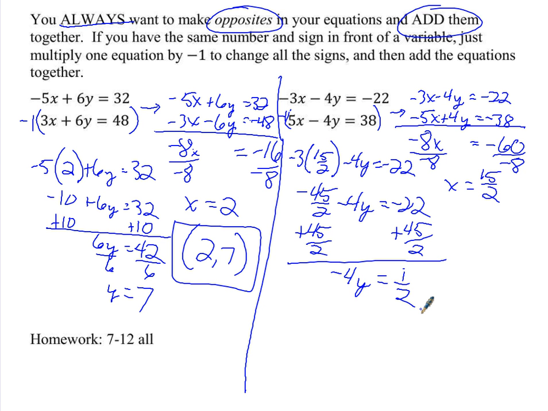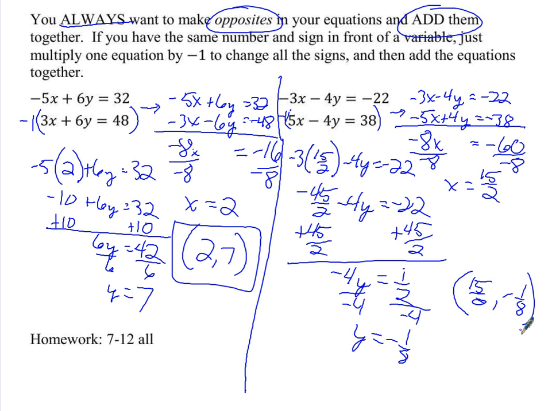Negative 4y equals 1/2, so what do I need to do? Yeah, I could divide by negative 4, or I could multiply both sides by negative 1/4. Either way, I get y equals what? Stick with fractions. That's negative 1/8. So my answer, ugly as it is, 15 halves, comma, negative 1/8.